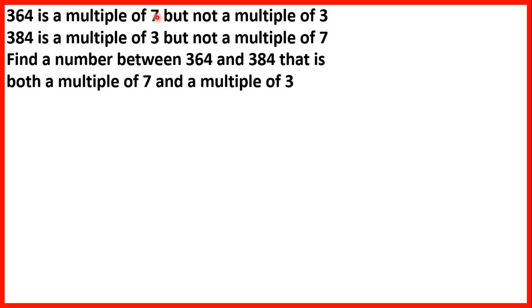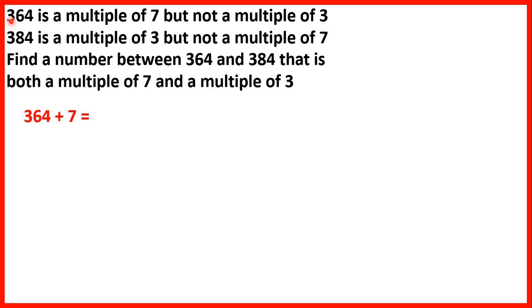364 is a multiple of 7, but not a multiple of 3. 384 is a multiple of 3, but not a multiple of 7. Find a number between 364 and 384 that is both a multiple of 7 and a multiple of 3. So remember, a multiple of a number is a number in that number's times table. So if it's a multiple, you can divide without getting a remainder.